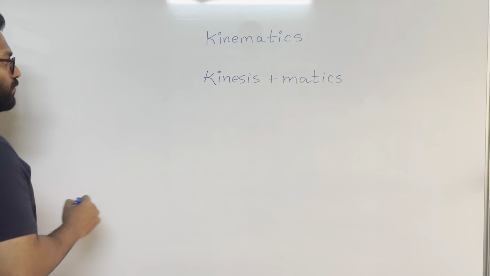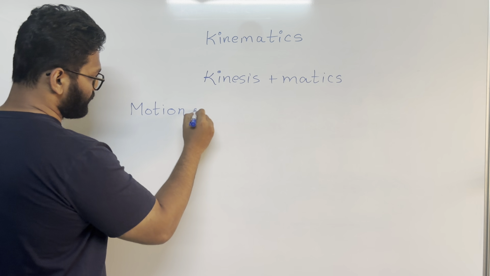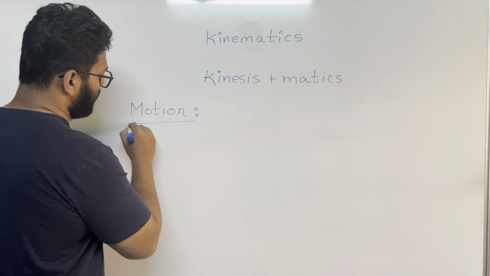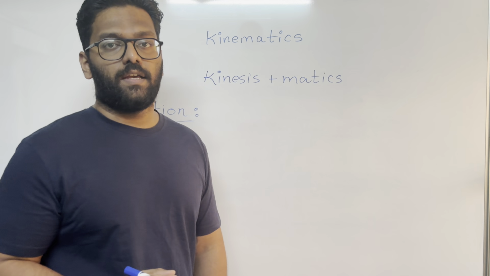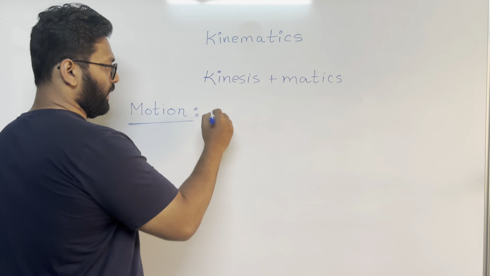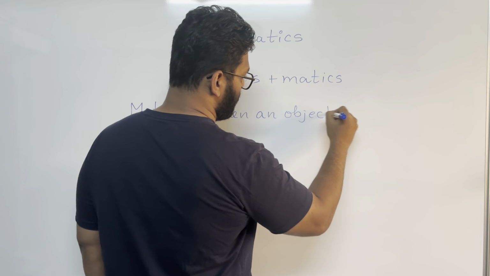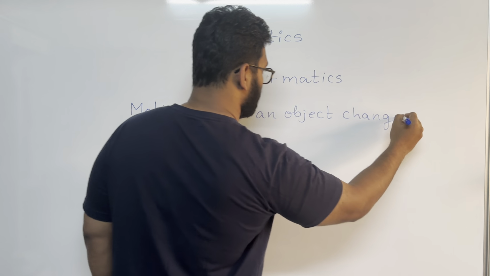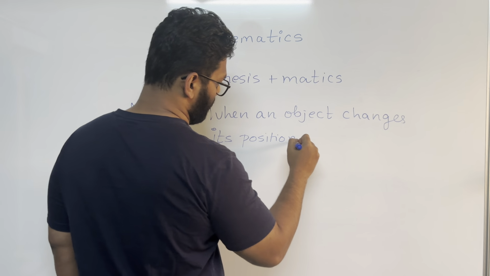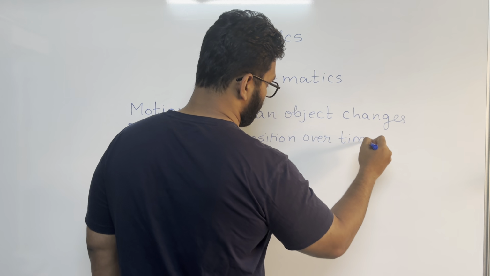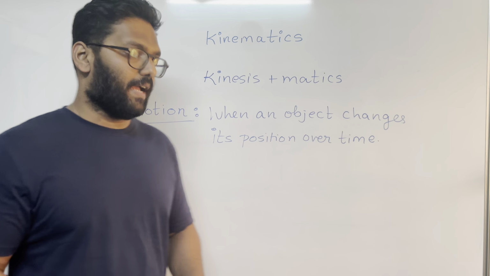Okay, so the first thing that you should know about kinematics is, what is the definition of motion basically? What does the motion of an object mean? See, if an object changes its position over time, then it is said to be in motion, right? And if the object doesn't change its position over time, then it is said to be at rest.